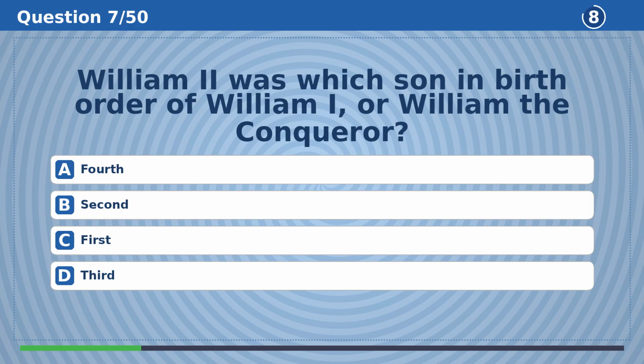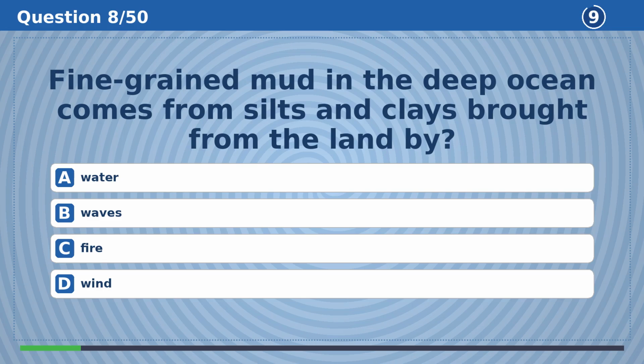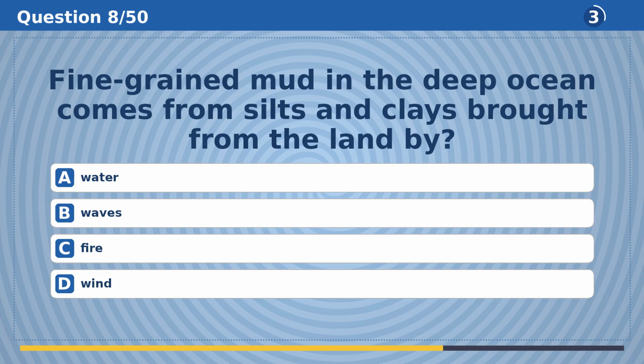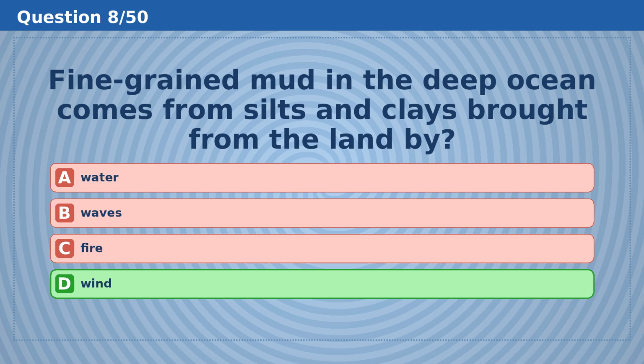William Rufus II was which son in birth order of William I, or William the Conqueror? The answer is D, third. Fine-grained mud in the deep ocean comes from silts and clays brought from the land by? The answer is D, wind.